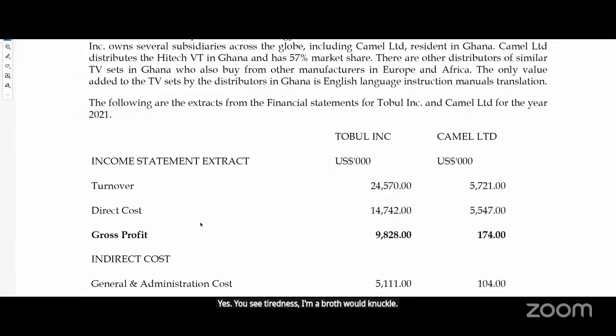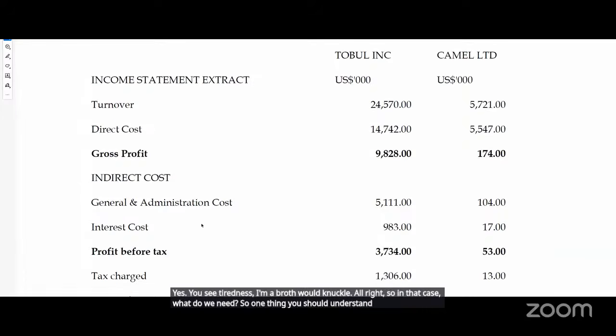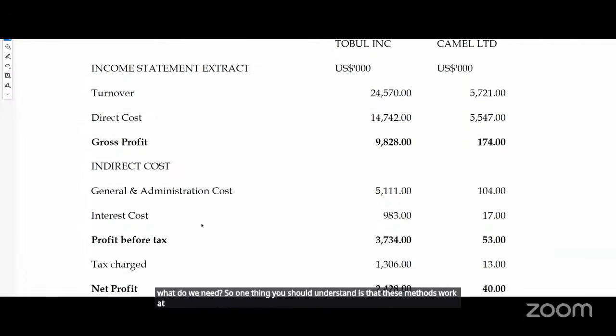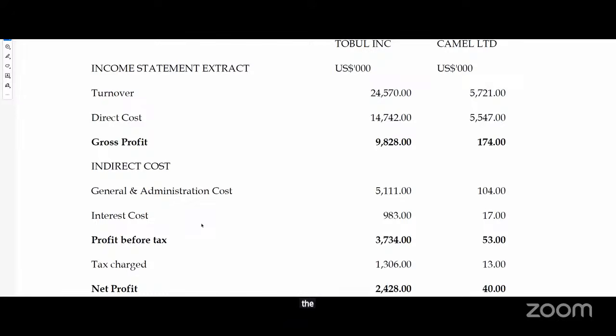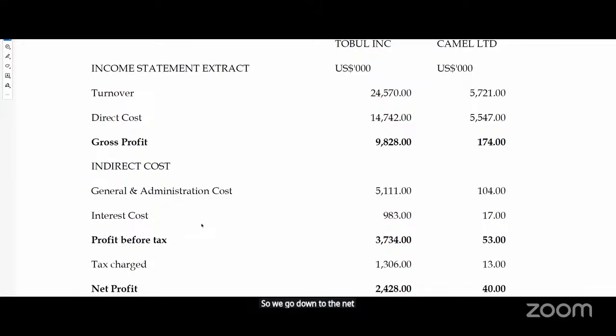All right. So in that case, what do we need? One thing you should understand is that these methods work at the gross profit level. The last time I was telling you that the traditional methods work at the gross profit level. So anything below gross profit, we don't consider it. We only work at the gross profit level. So turnover, direct cost, gross profit, that's where we work. If you are doing the profit methods, that's where we look at the profits, so we go down to the net profit level. Do you understand? You get the idea?